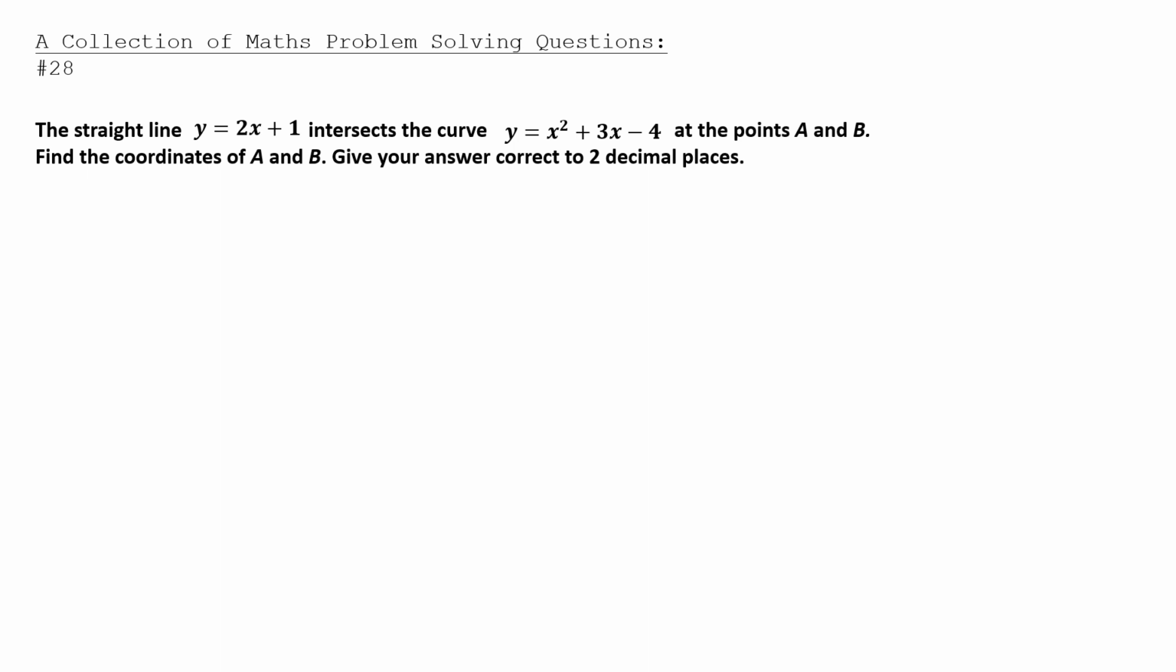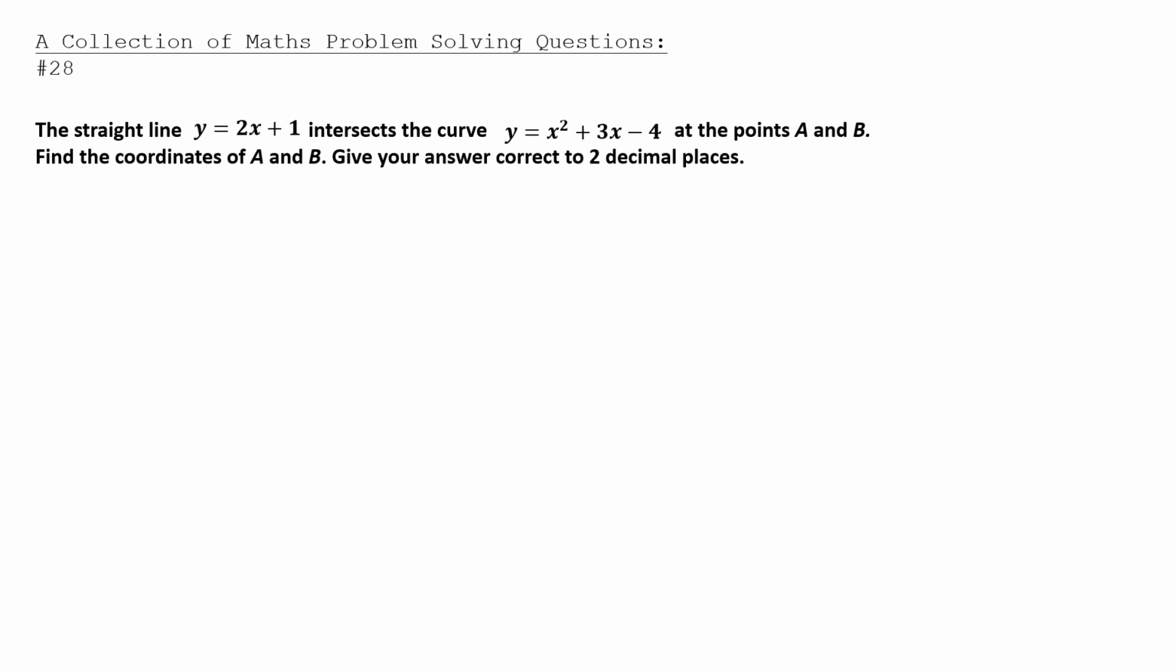The straight line y equals 2x plus 1 intersects the curve y equals x squared plus 3x minus 4 at the points A and B. Find the coordinates of A and B and give your answer correct to 2 decimal places.